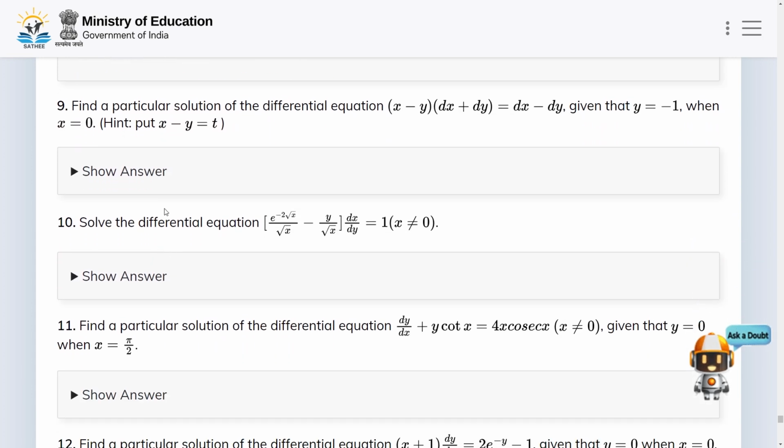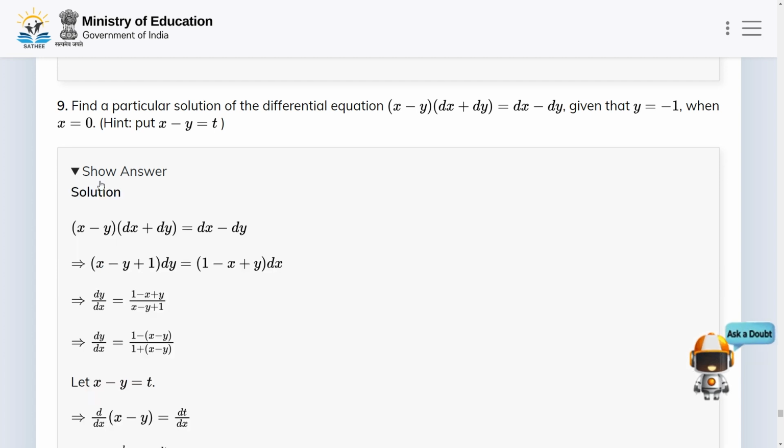Now ninth problem. We have to find the particular solution for this, where y is equal to minus 1 when x is equal to 0. The hint is already given: put x minus y is equal to t.